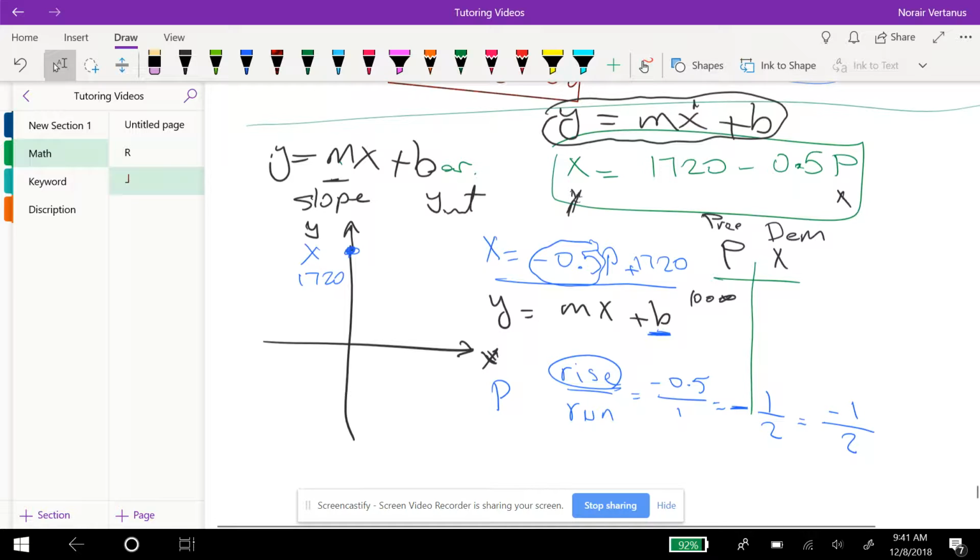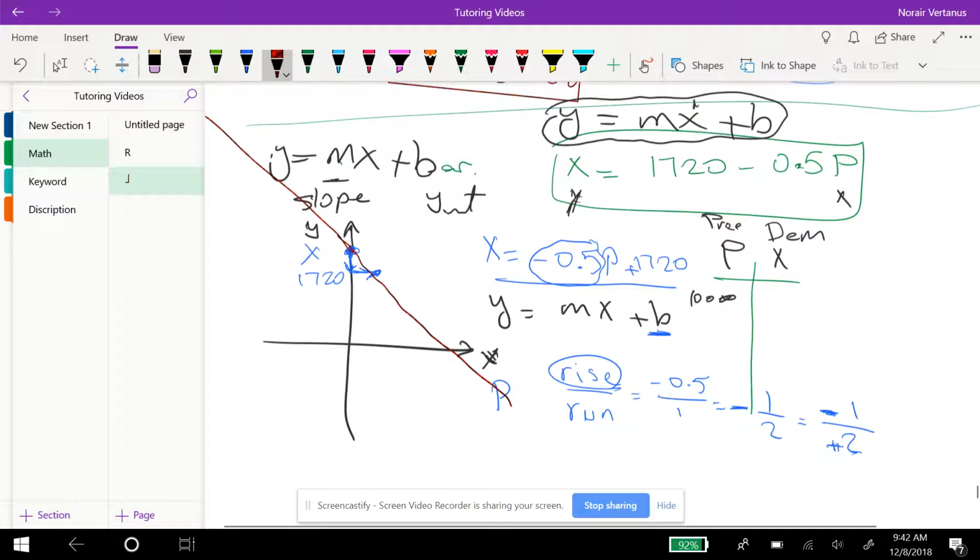Rise is negative 1, which means I need to go down 1. Let's say this is 1 unit, not in scale. When it's negative, you go in the negative direction; when it's positive, you go in the positive direction. The top number is the rise, either going up or down. The bottom number is the run, either going right or left. Since this is negative, you go down 1 unit. So I end up here. Run is positive 2, so I go horizontally 2 units in the positive direction, and you end up at this point. That's how we get 2 points, and then we connect them. That's going to be the equation of the line.